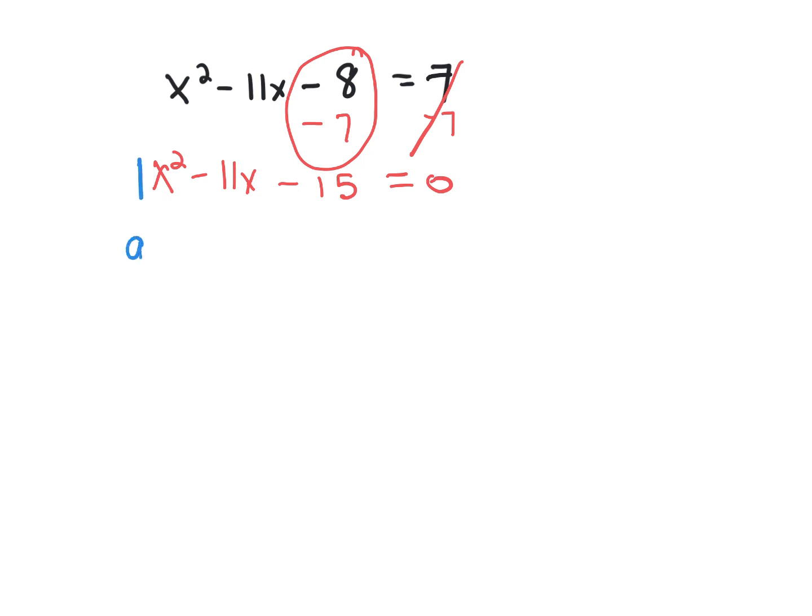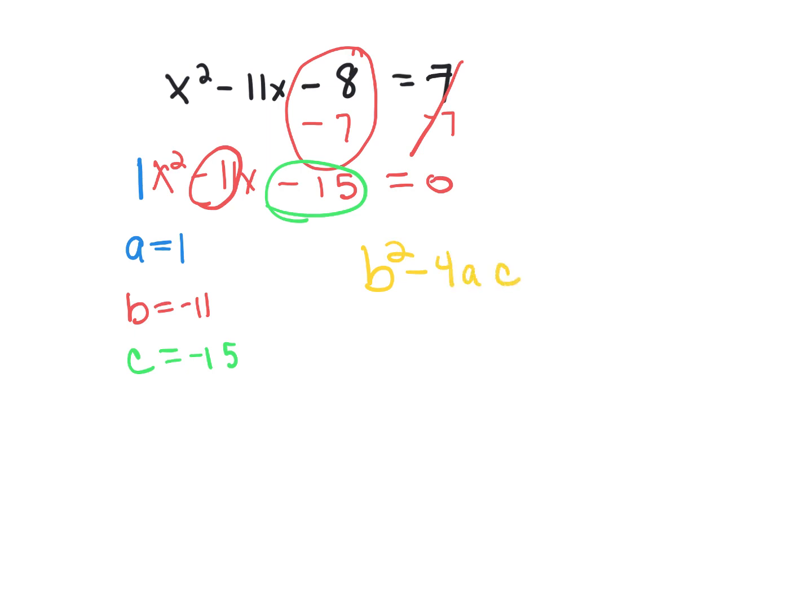And then we're going to identify A is 1, B is negative 11, and C is negative 15. And so we're going to use the discriminant now to predict the number of solutions. There's our discriminant, and so now I'm going to substitute in. B is negative 11. Remember, substitute in, put those parentheses in there. Minus 4 times A is 1 times C is a negative 15.